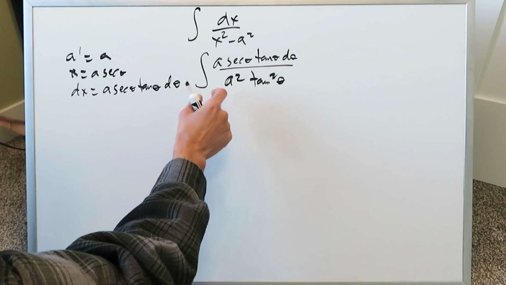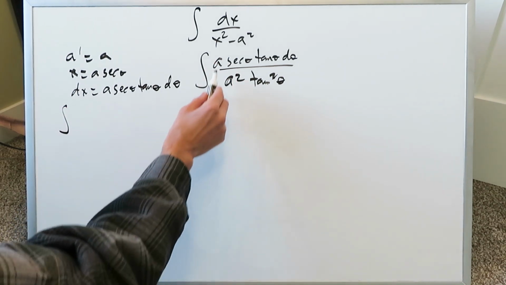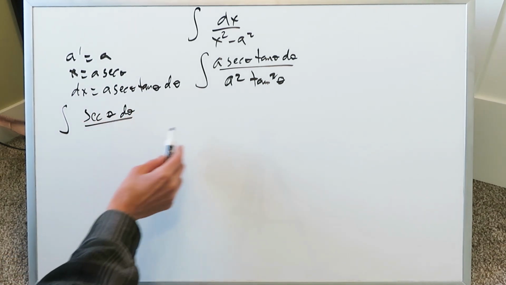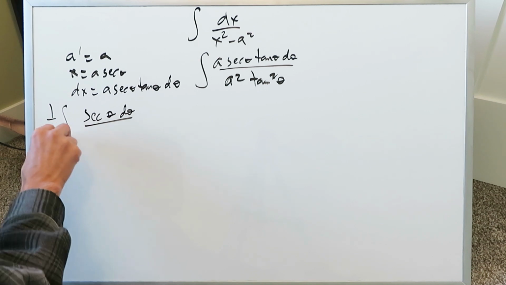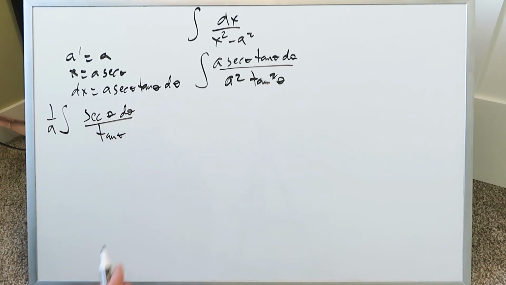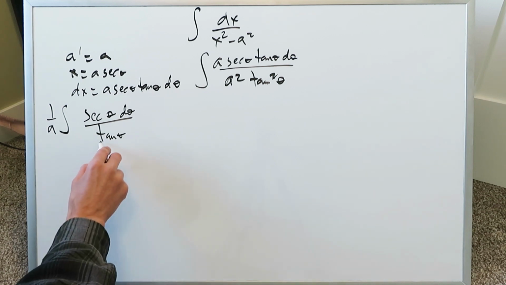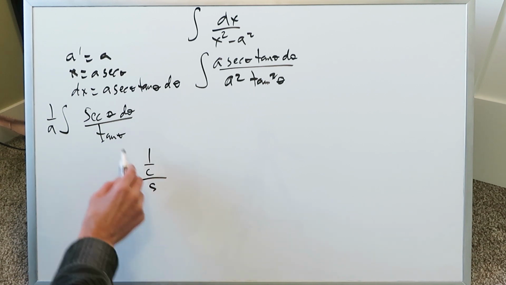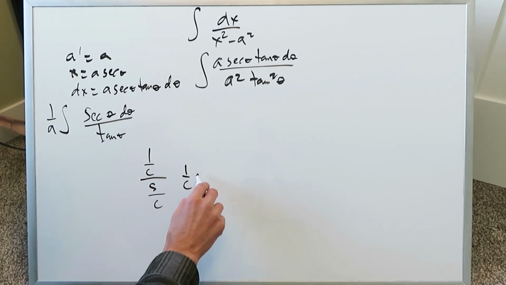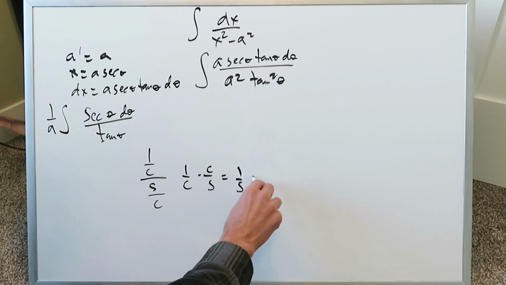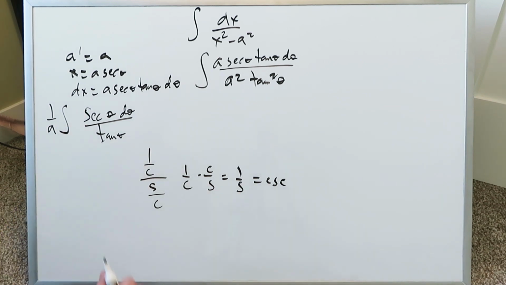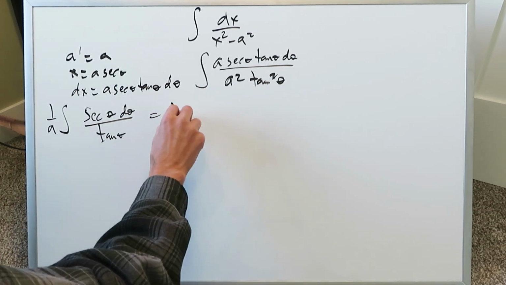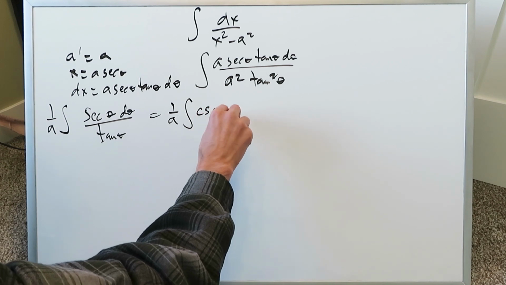When you do all of that, you can cancel out things. The a cancels out, the tan cancels out. You'll have in the numerator secant theta d theta, and in the denominator a tan theta, but the a can come out as 1 over a. Looking at this secant theta over tan theta, you can simplify. Secant theta is 1 over cosine, and tan is sine over cosine, so you'll have 1 over cosine times cosine over sine. You'll have 1 over sine, which is cosecant. All of this simplifies to give you a cosecant theta in that integrand. You'll have 1 over a, and then cosecant theta d theta.